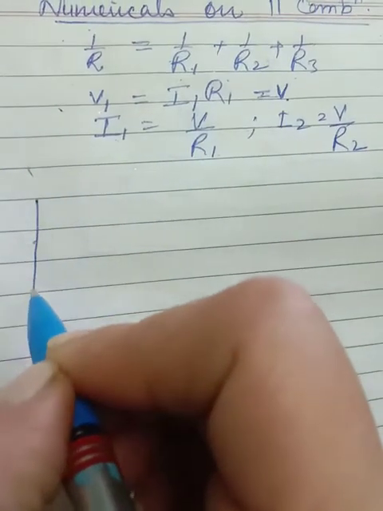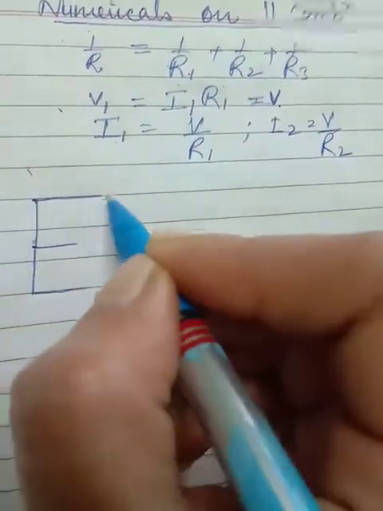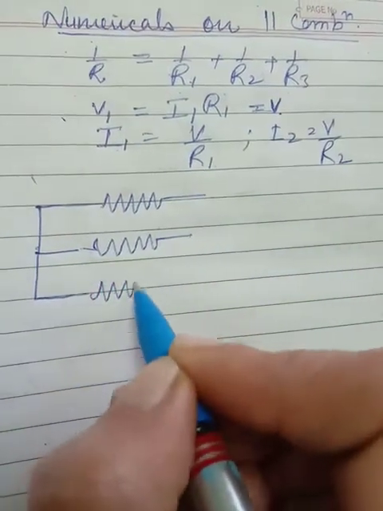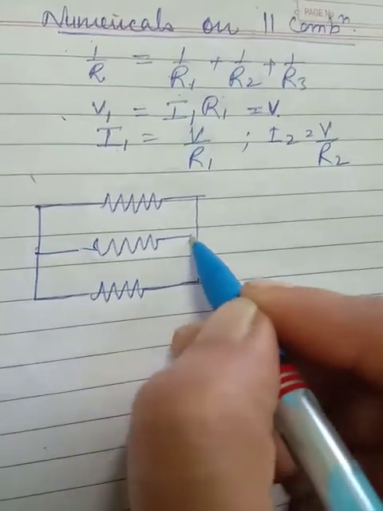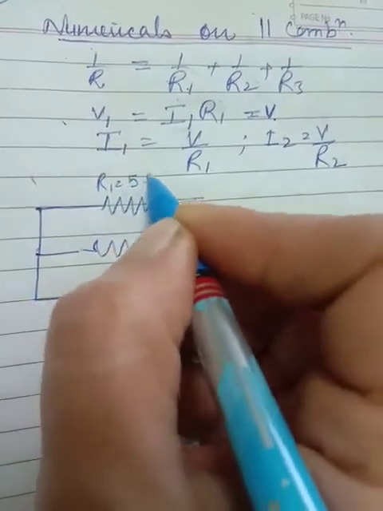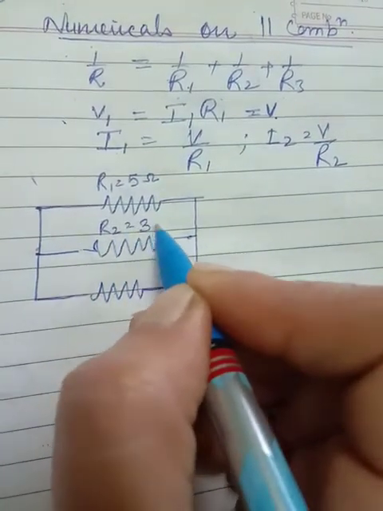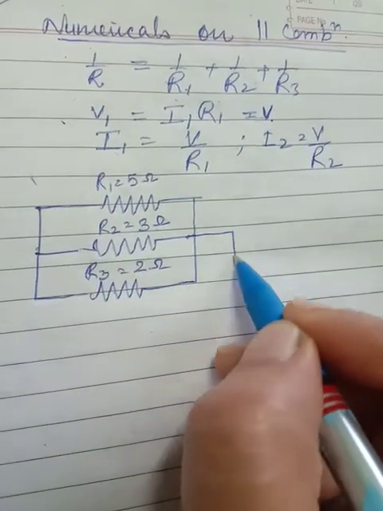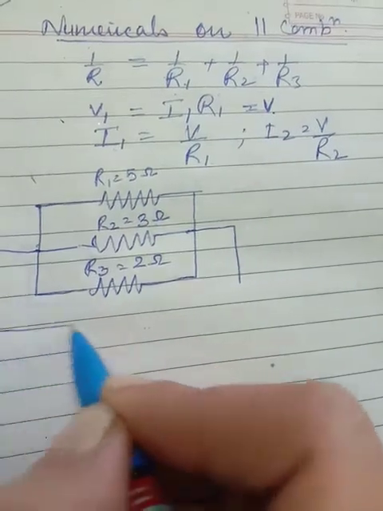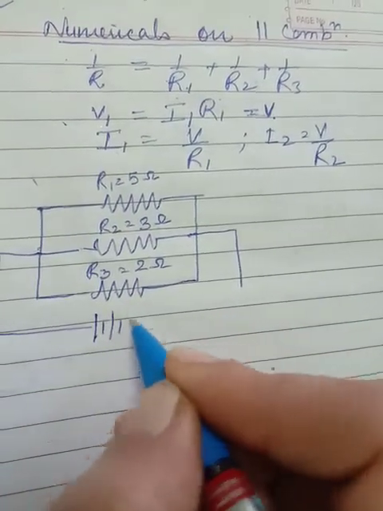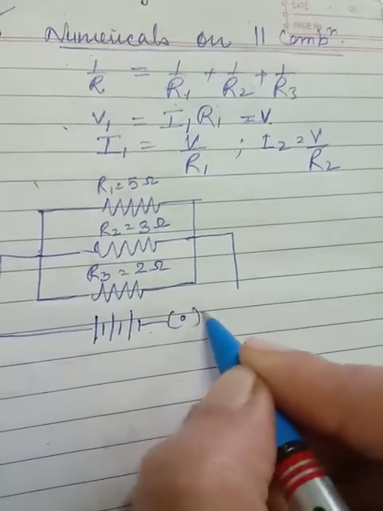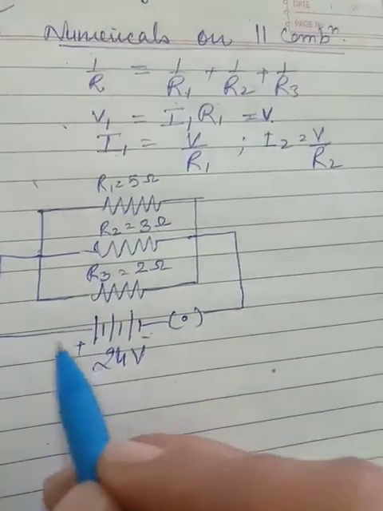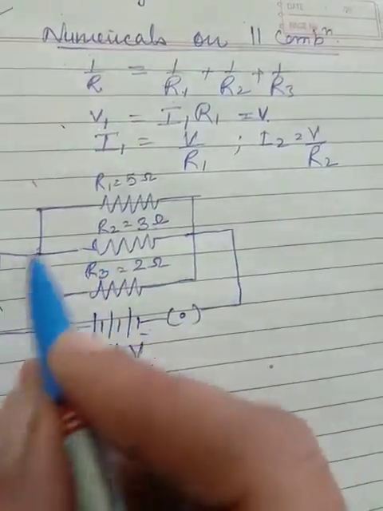Suppose we are given three resistors. This is R1, then R2 and R3. R1 is 5 ohm, R2 is 3 ohm, and let R3 be equal to 2 ohm. And these resistors are joined to a battery, which gives a potential of 24 volt. From here your current will go in this way.